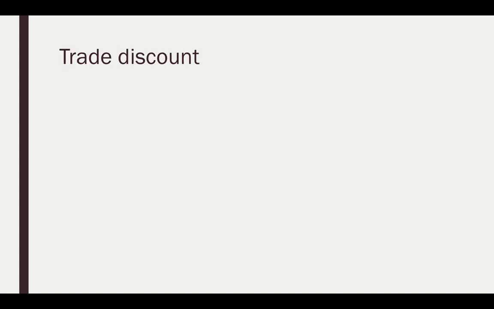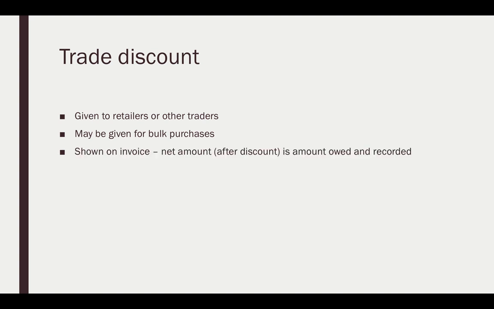Sometimes it happens that we are either going to allocate a trade discount to our customers or receive a trade discount from suppliers. A trade discount is generally a discount that is given to retailers or other traders who are going to then sell the product on to somebody else. It could also be a wholesale discount. It's exactly the same thing. It can also be given for bulk purchases if you're buying in very large quantities.